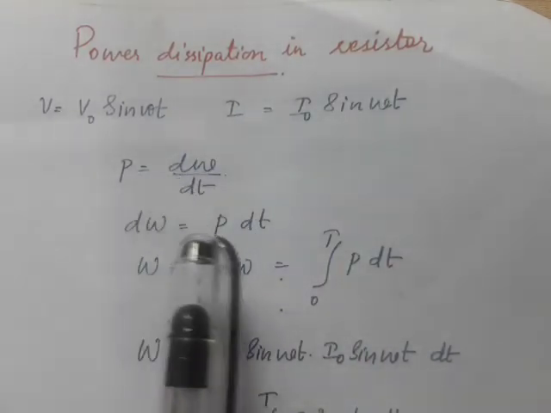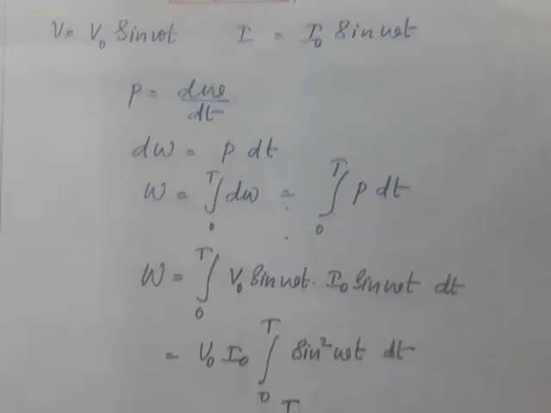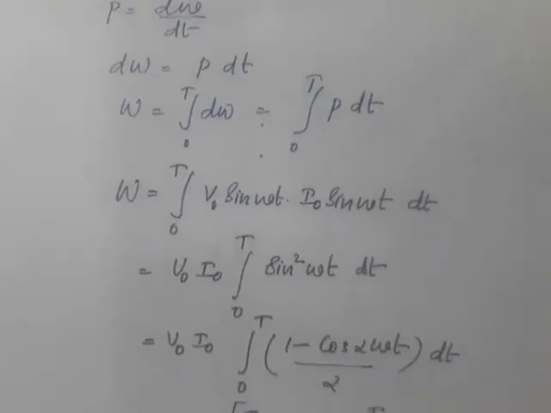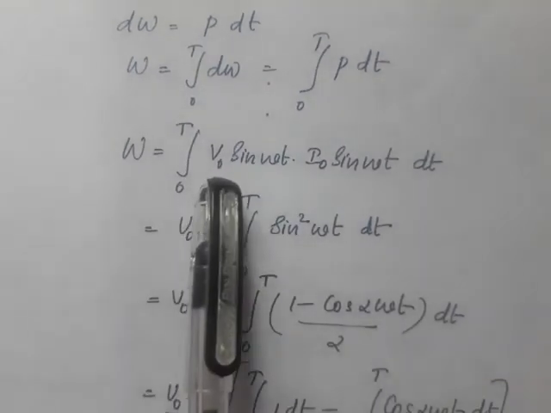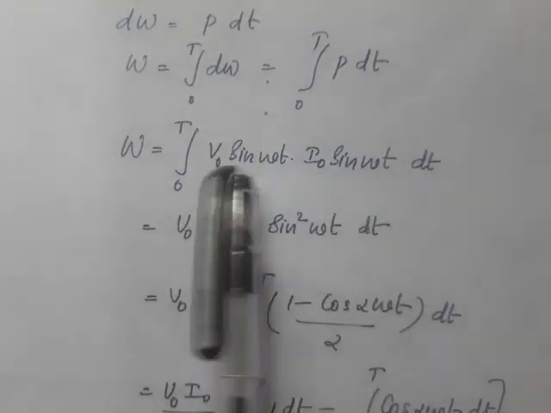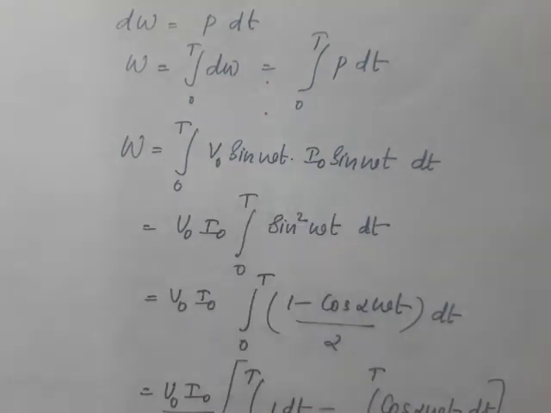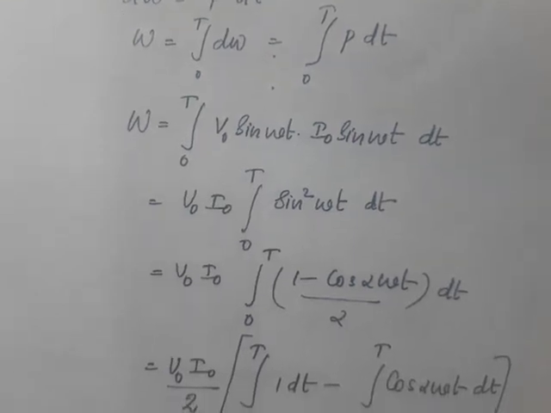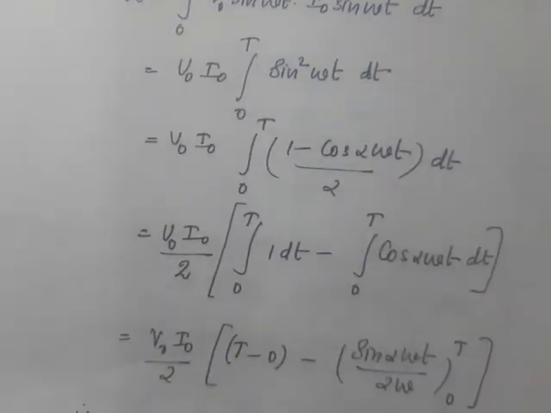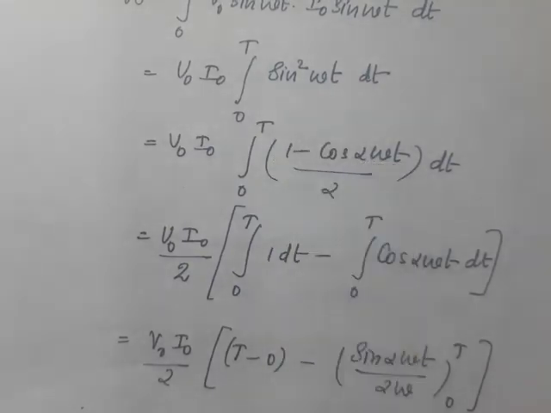So take the equation for power, get work done, integrate. While substituting, you get V into I as power, that is V0 sin omega t, I0 sin omega t dt. So V0 I0 we take outside, and it becomes sin square omega t. We have already shown how this derivation goes. Once again, if it is sin square omega t, we convert that into (1 minus cos 2 omega t) by 2.